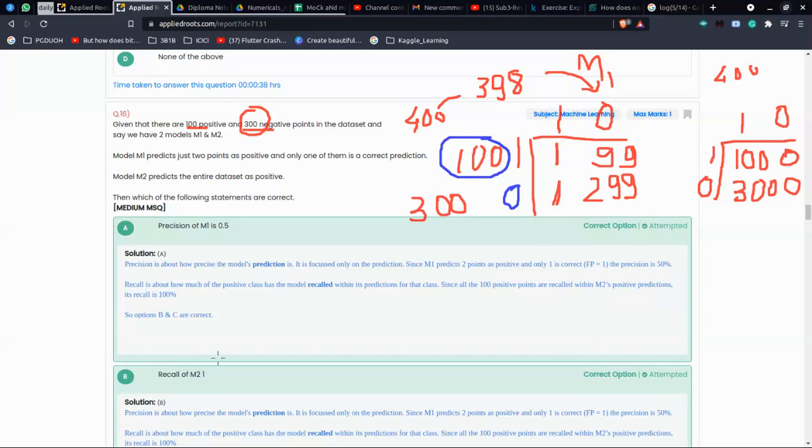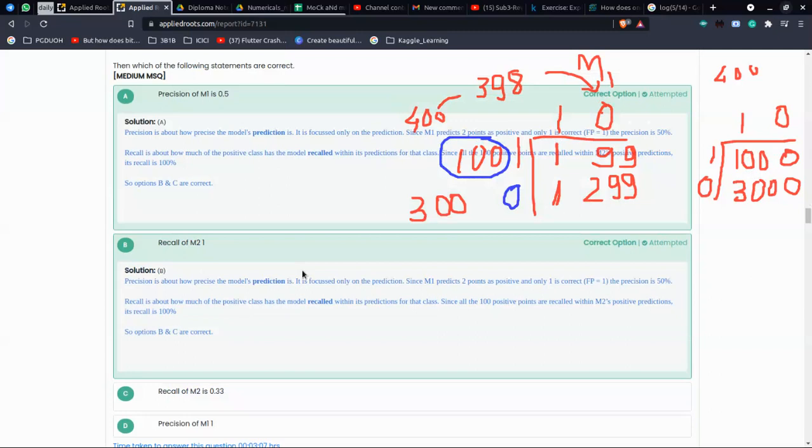So how many points are you able to recall out of the data set, out of all the positive points? So 100 are positive points and I am able to get each of the 100, every positive point I am able to predict. So 100 divided by 100 is nothing but 1, or 100% recall, you can say.